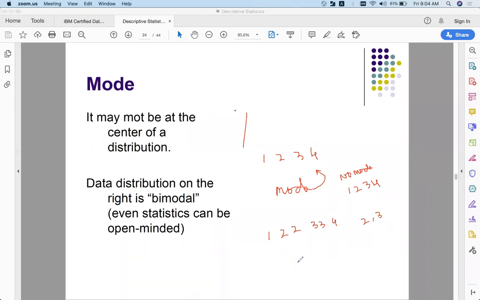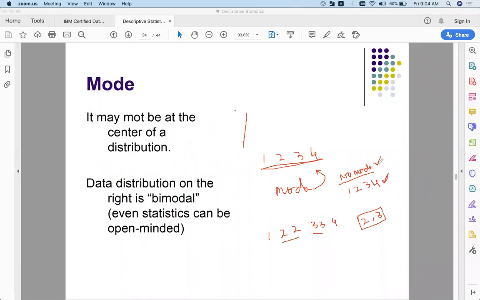Then it should be 1, 2, 3, 4 in the first case. Mode is the most frequent, right? So 2 and 3 are occurring 2 times. Correct. I'm saying in the first case, all are unique, so 1, 2, 3, 4 is the mode. The question is, some people are saying there is no mode, and I am saying let's say 1, 2, 3, 4 is also the answer.